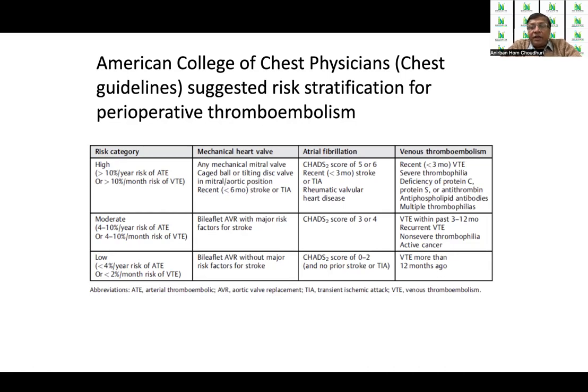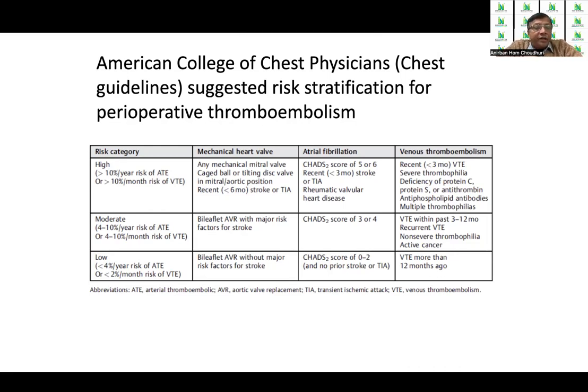Thirdly, on the basis of venous thromboembolism, the risk is considered to be high if there is recent venous thromboembolism within 3 months, if there is severe thrombophilia, if there is deficiency of protein C, protein S, or antithrombin, antiphospholipid antibodies, or multiple thrombophilias. So all of these constitute the high risk category based upon 3 aspects: the mechanical heart valve, the atrial fibrillation, and venous thromboembolism.